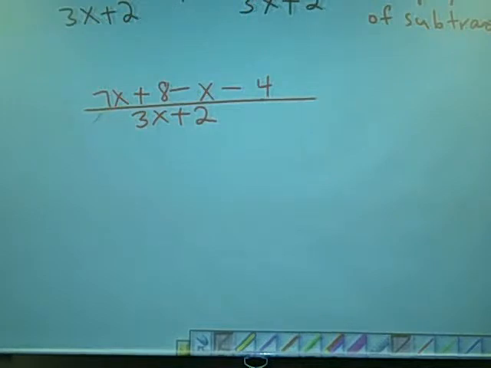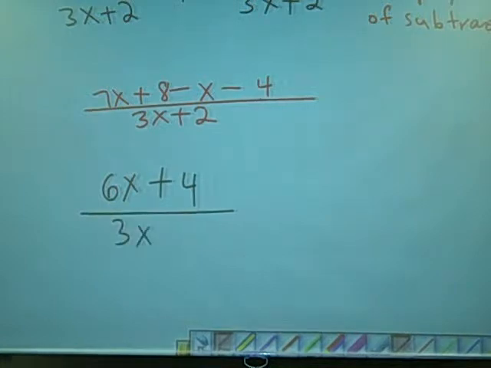Okay, so what do we end up with in the numerator? 6x plus 4. Right. 7x minus 1x is 6x, 8 minus 4 is 4. So 6x plus 4 over 3x plus 2. Okay, now let's see. Can we simplify here?